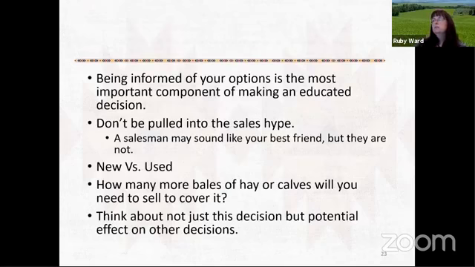The reason we have this is that being informed of your options is the most important component, I think, of making decisions. A lot of times for these financial decisions, because there's a math component involved and some other things, I think we feel like we're not really in control. We also can be pulled into the sales hype.